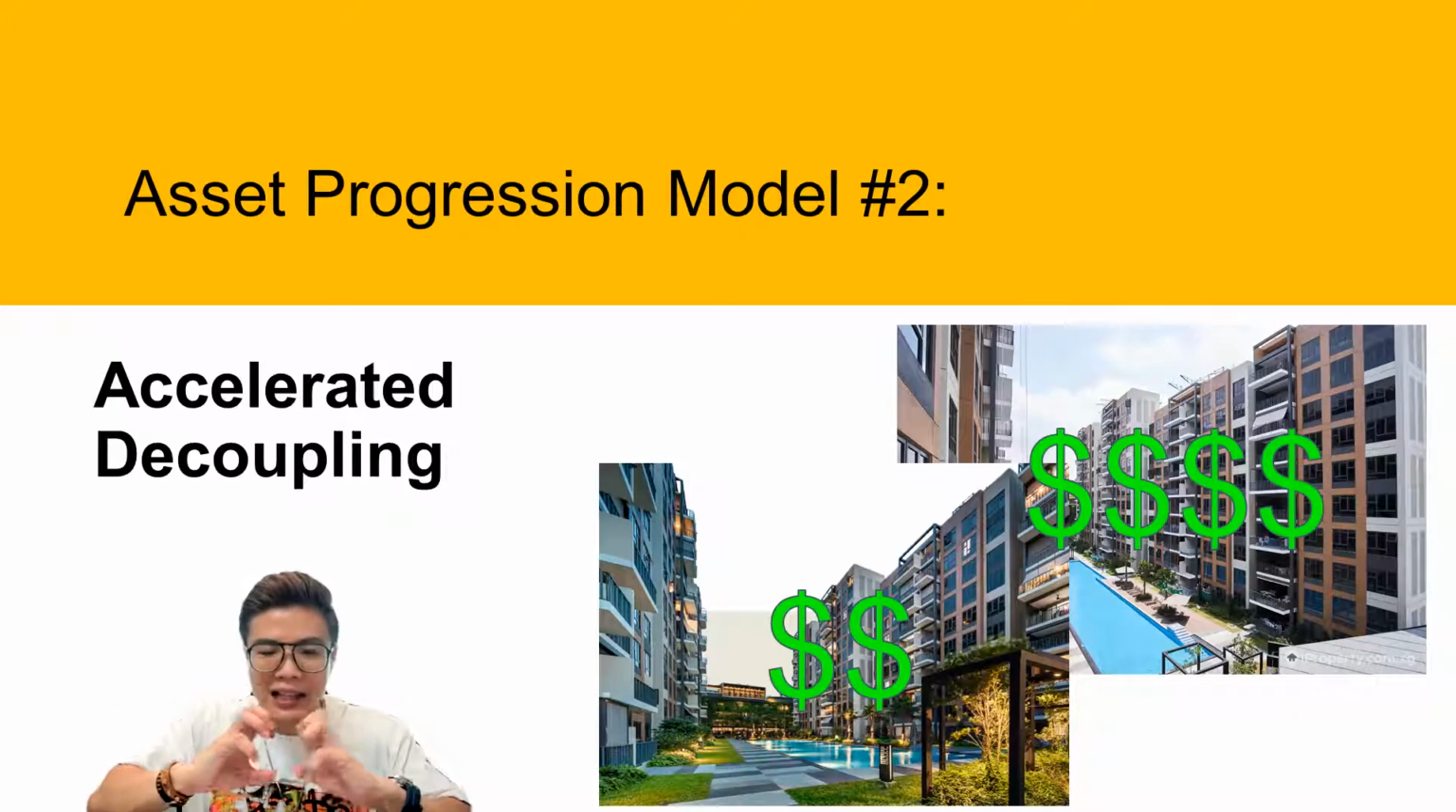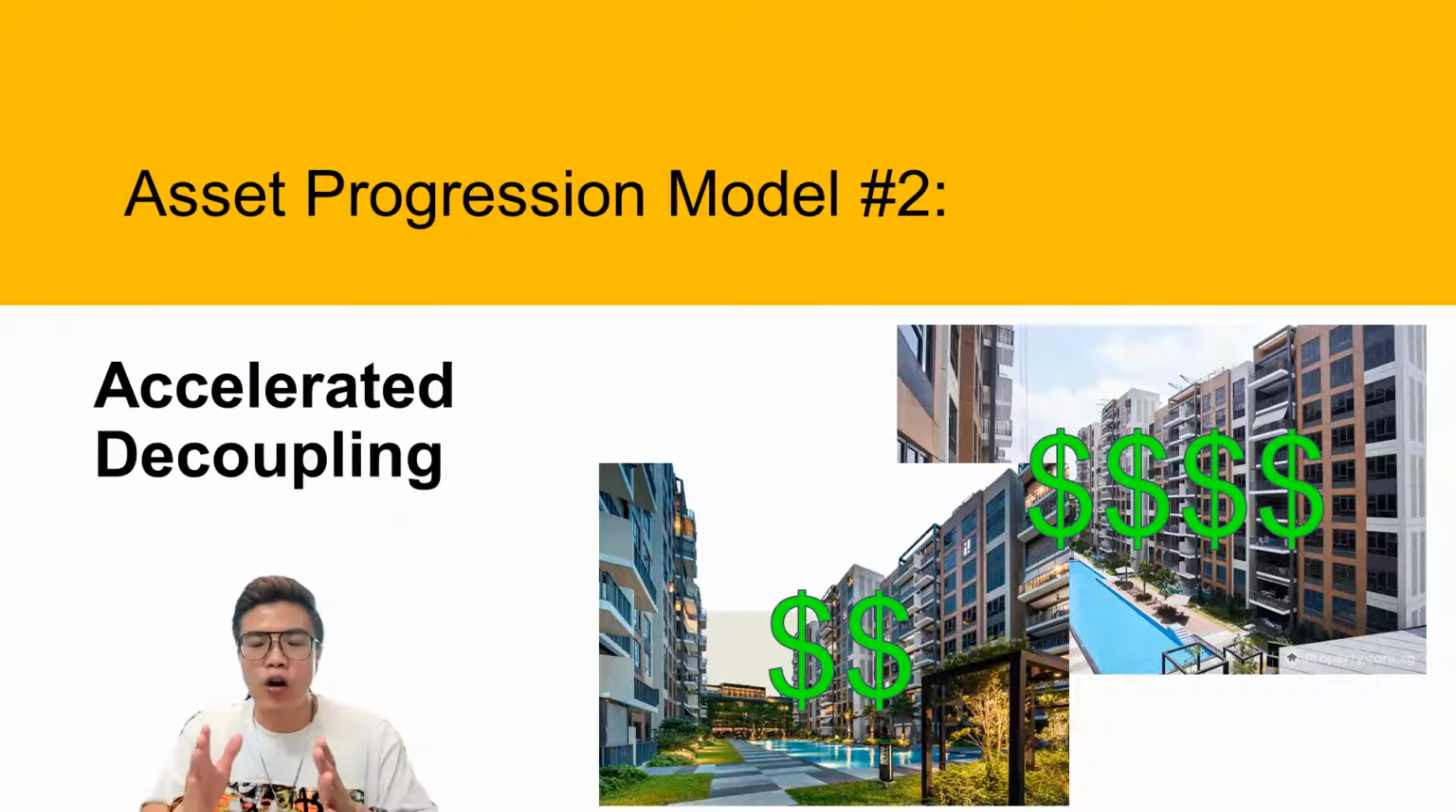That's where we call this accelerated decoupling, where in most common cases, husband and wife both own one property, and how can I use the other name to exit to buy a second one? Or possibly even, let me share more with you in depth.